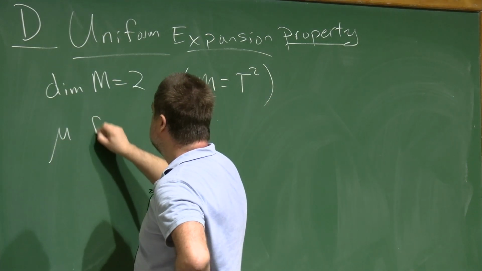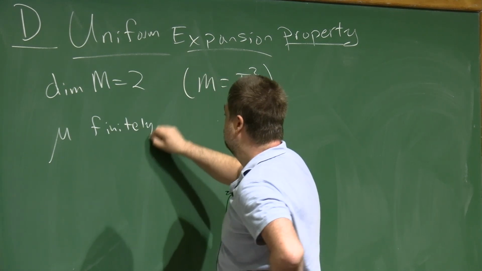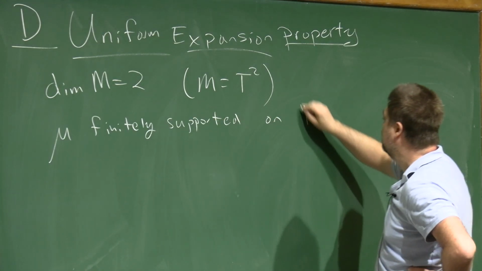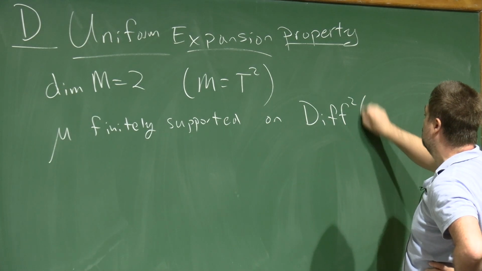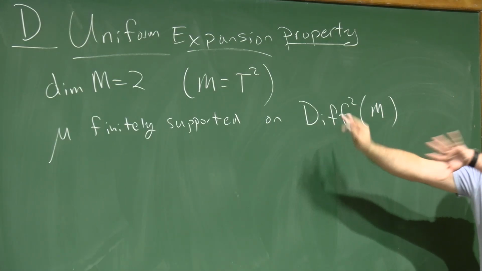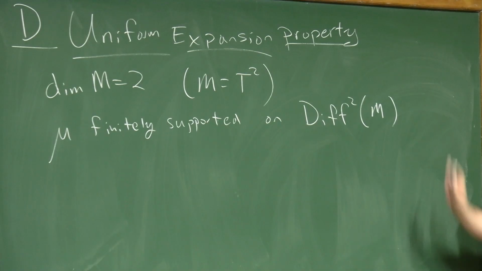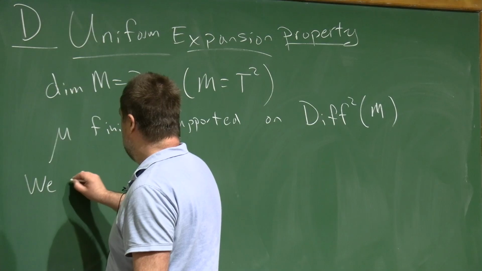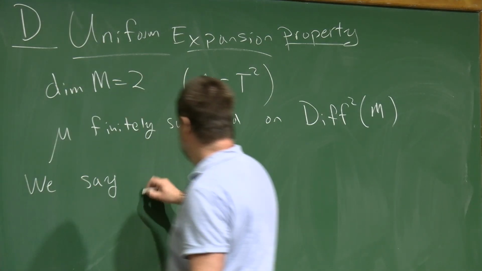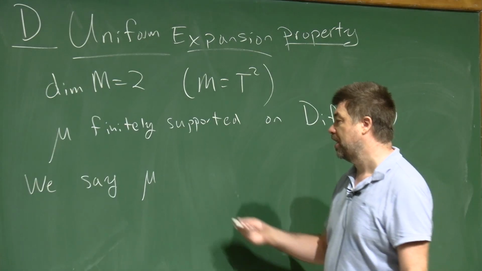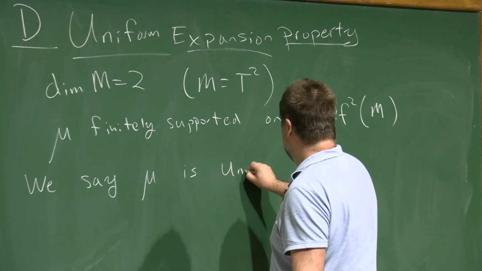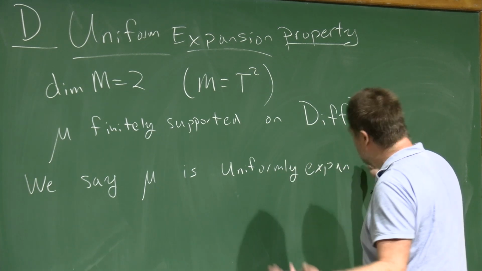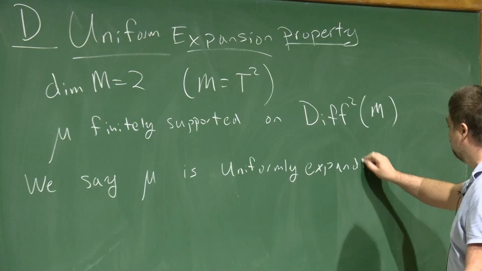I have mu. Let's take it finitely supported on the group of C2 diffeomorphisms of M. Again, if you want more general, you can put some moment conditions, but let's just have it be finitely supported. We say mu, or the random walk determined by mu, is uniformly expanding, or expanding on average, but I think in our paper we're calling it uniformly expanding.